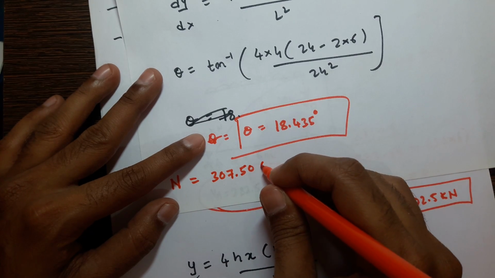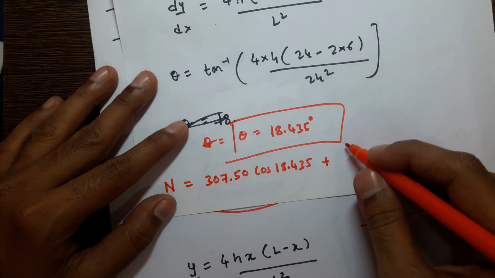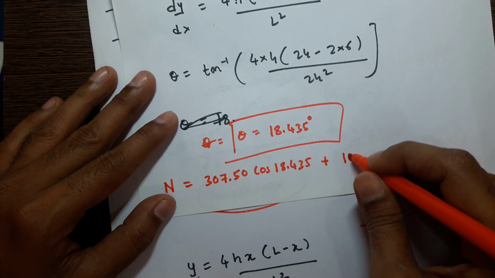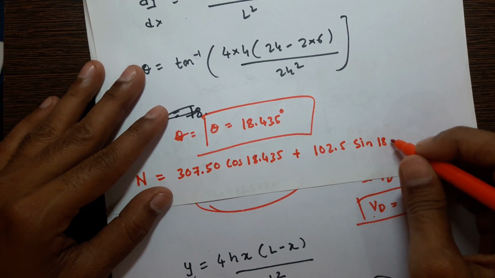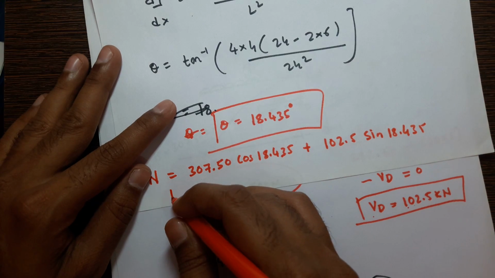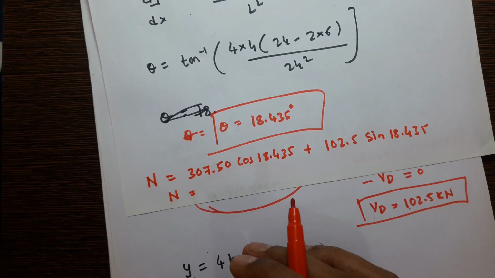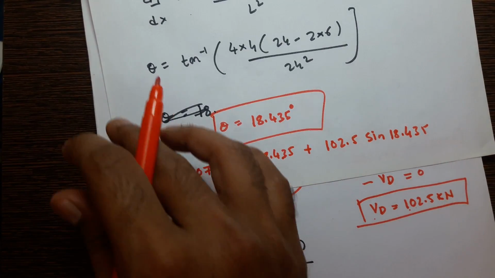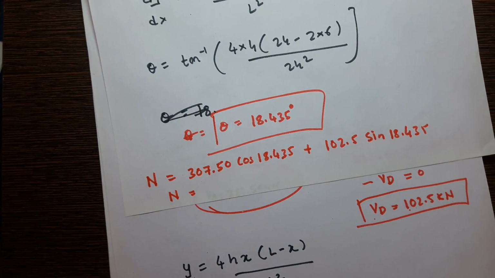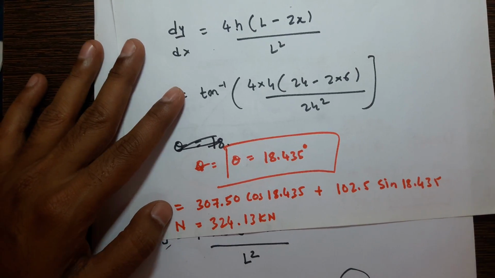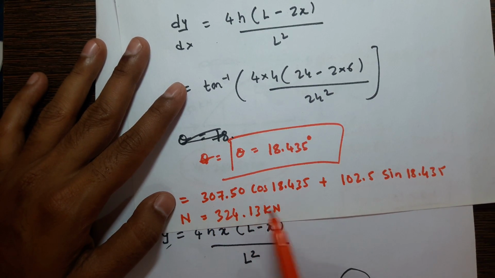Now you go for the calculation of normal thrust, equal to H, which is 307.50, times cos 18.435, plus VD, which is 102.5, times sin 18.435. So after solving, you get normal thrust equal to 324.13 kilonewton.